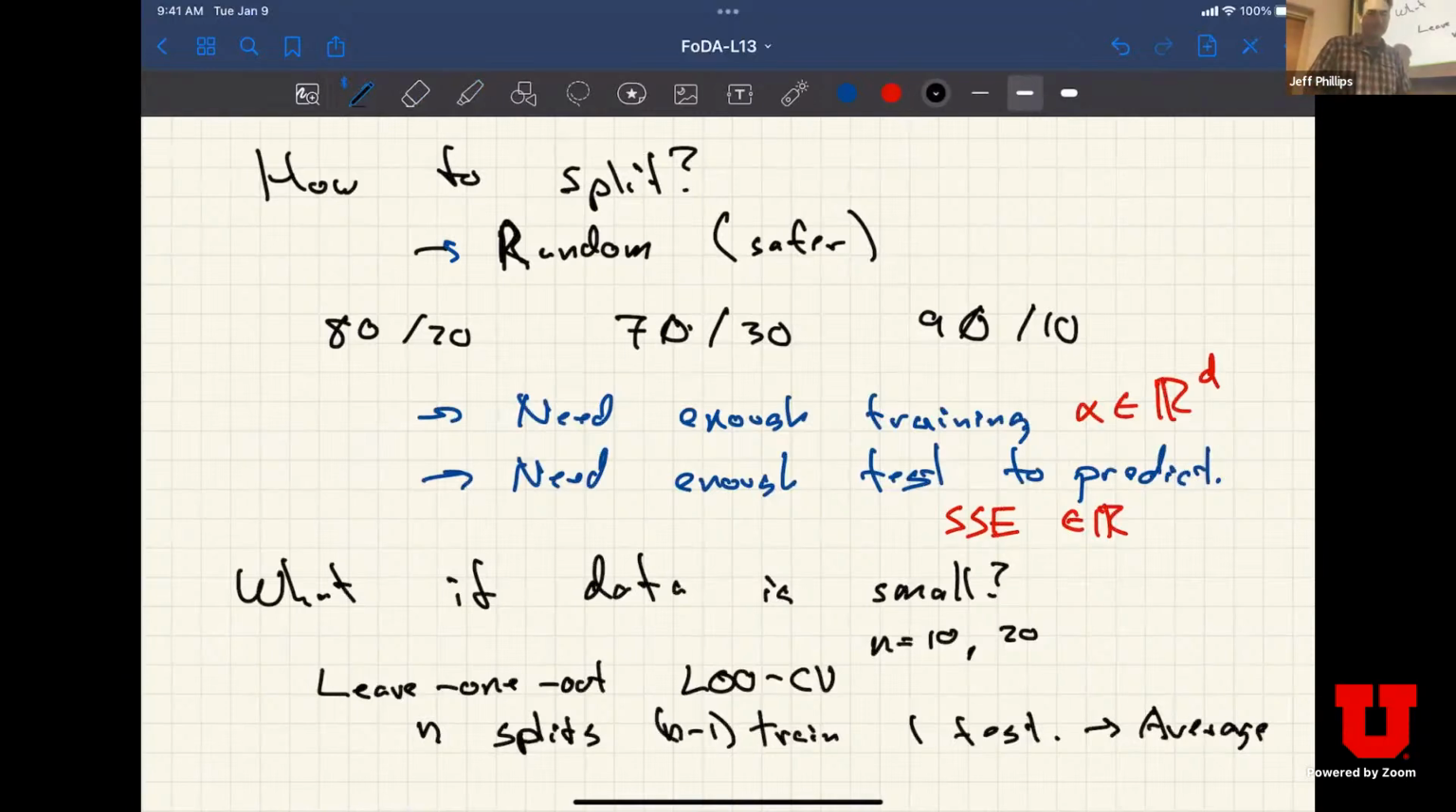Great. Oh, what do we average? Yeah, I see the question now, Anissa. The average is over the n splits. So each split, I do n minus 1 training points and 1 testing point. And I evaluate how well it does on that 1 testing point. And then I take the average over those outputs. Great.